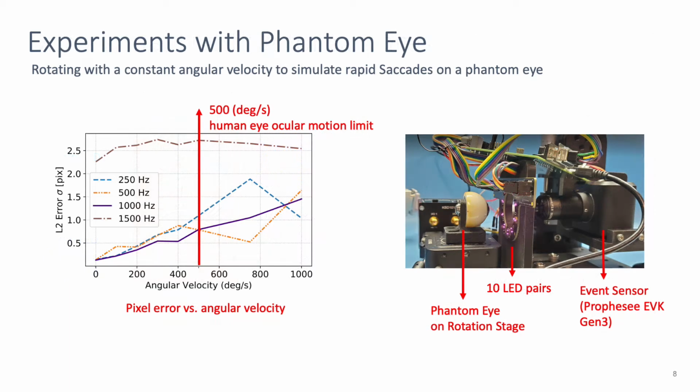We evaluated our design by building a physical prototype and testing with a rotating model eye. Here we plot the results of changing eye rotational speed for various blink frequencies from 250 to 1500 Hz. We achieved sub-pixel glint detection accuracy with the eye rotating at 500 degrees per second up to 1 kHz tracking, although frequencies beyond that decreased in performance due to sensor limitations.